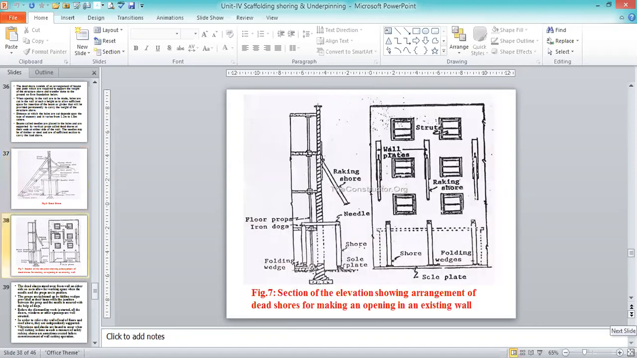So here we can also see how the elevations are done. The shoring and folding plates are all dead shores. Here you can also see this is the dead shore, this is the dead shore, and the dotted line shows that the new wall is going to be constructed below the existing wall itself. Because it is defective, we remove this portion and make sure the new construction strengthens the wall and the complete structure itself. So this is about the dead shore.